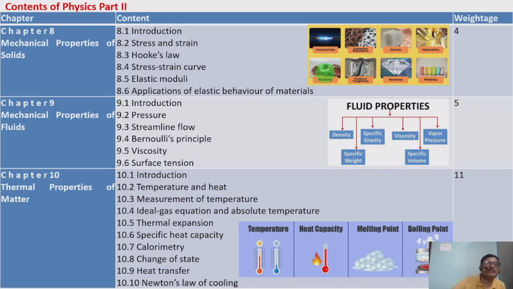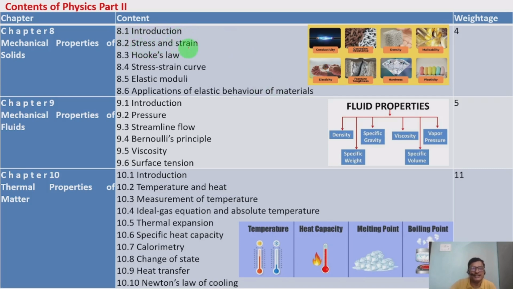We'll move to the second part, that is the contents of Physics Part 2. In Physics Part 2, we will take chapter 8, mechanical properties of solids. The solids have different mechanical properties, and those mechanical properties we are going to study here. 8.1 Introduction about it.